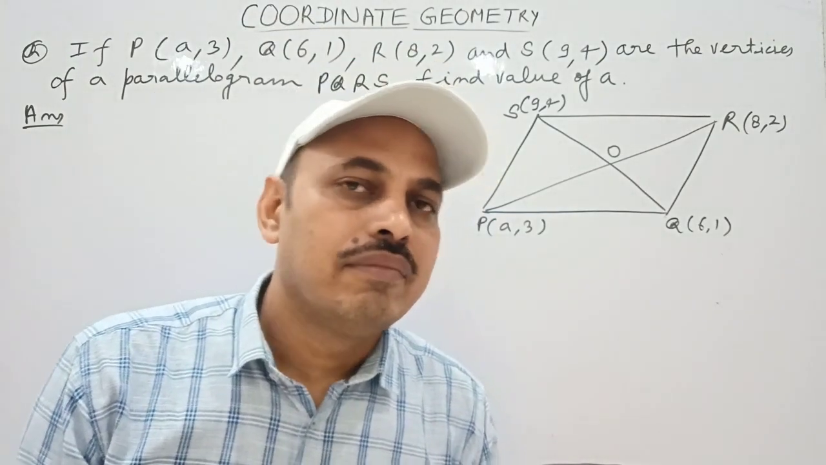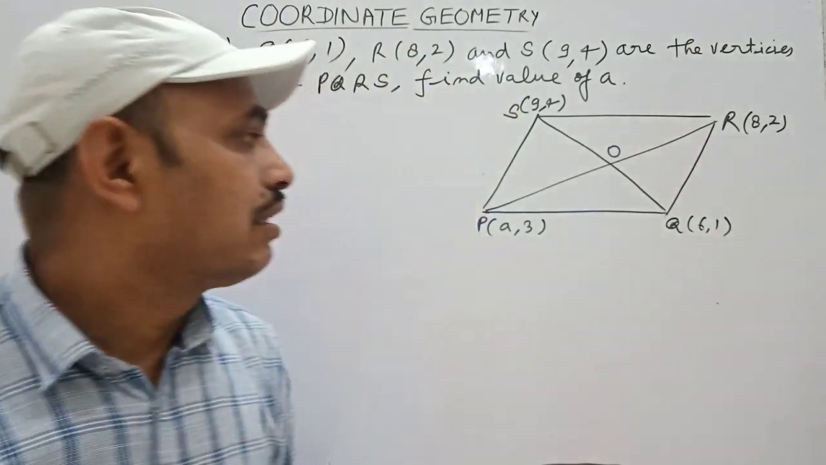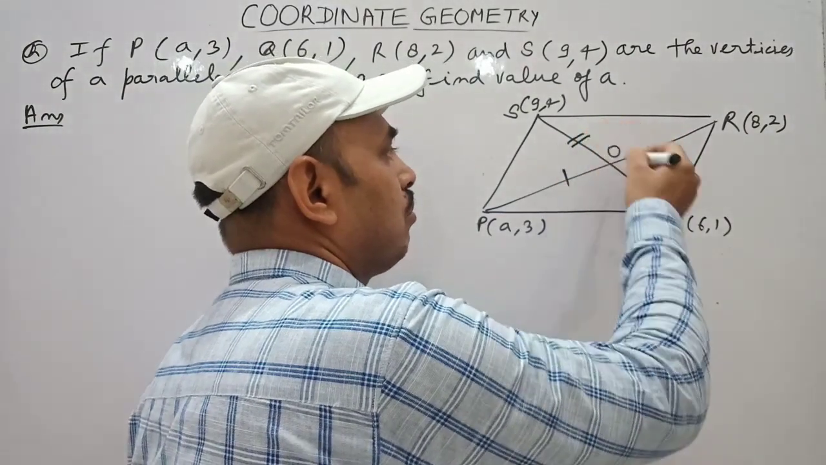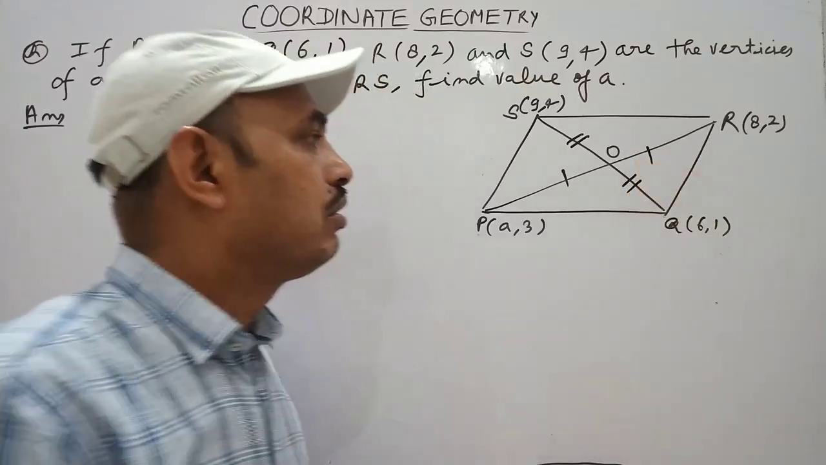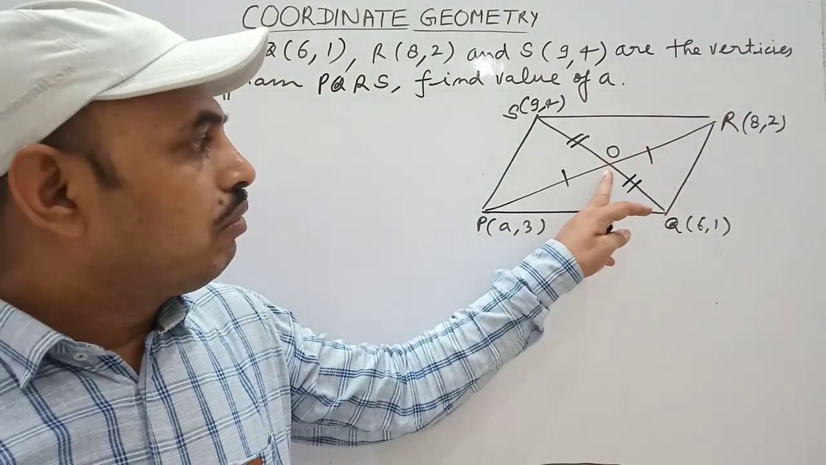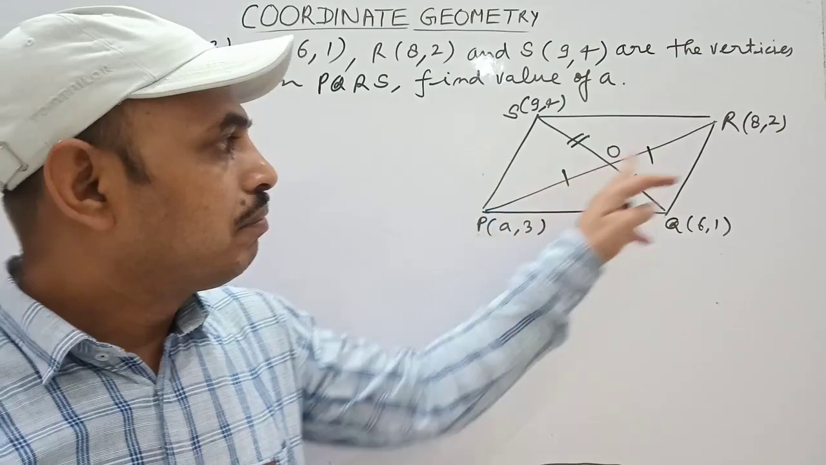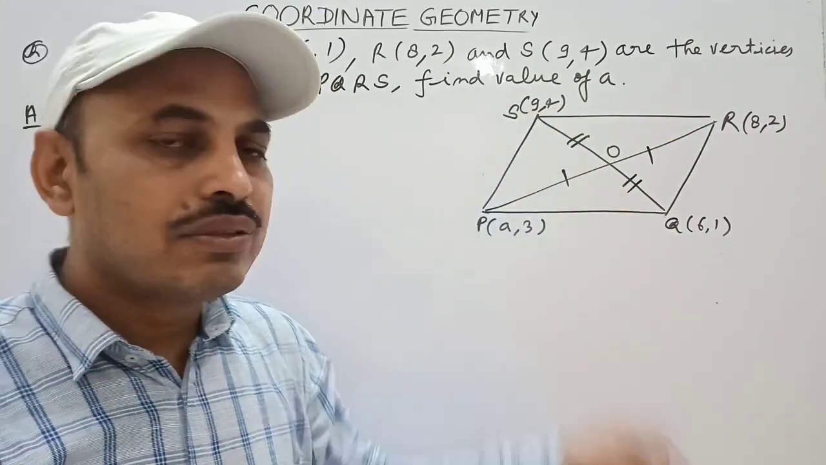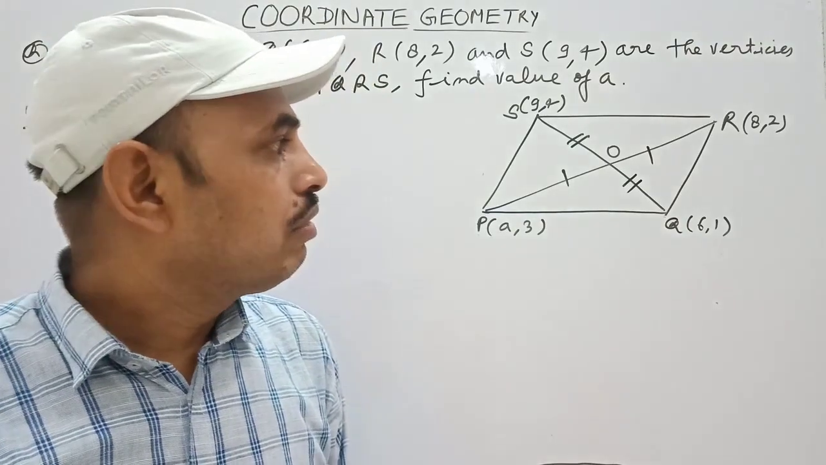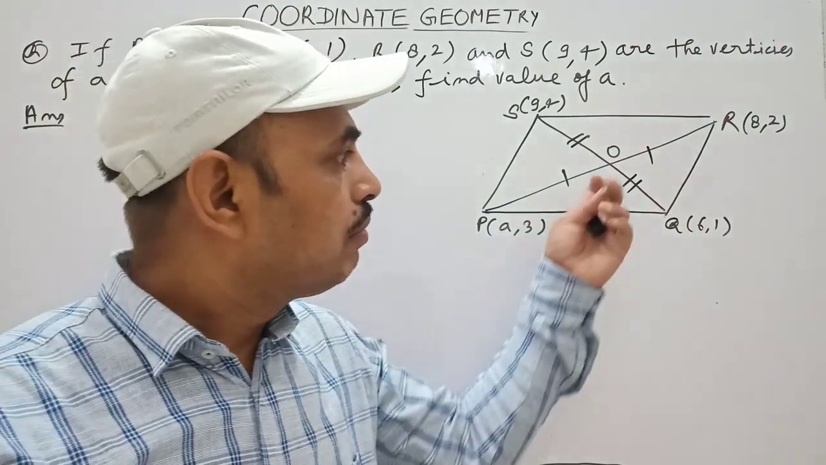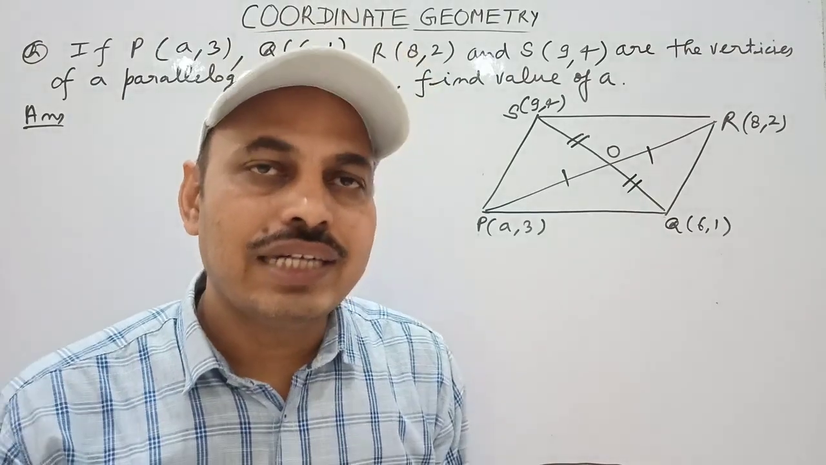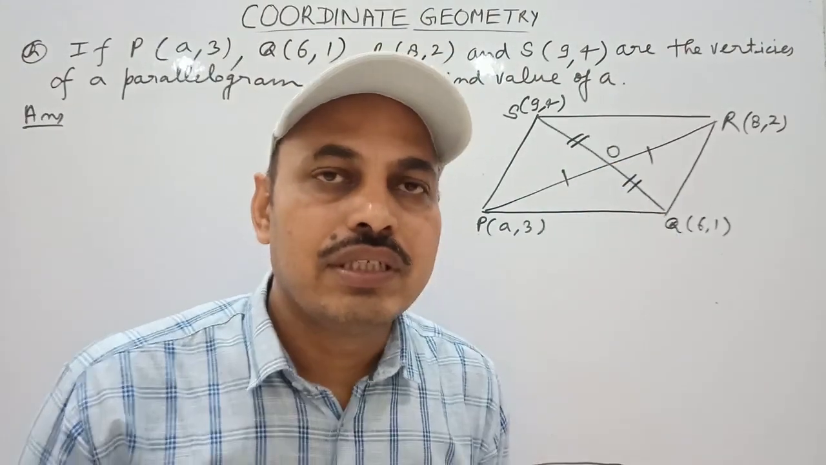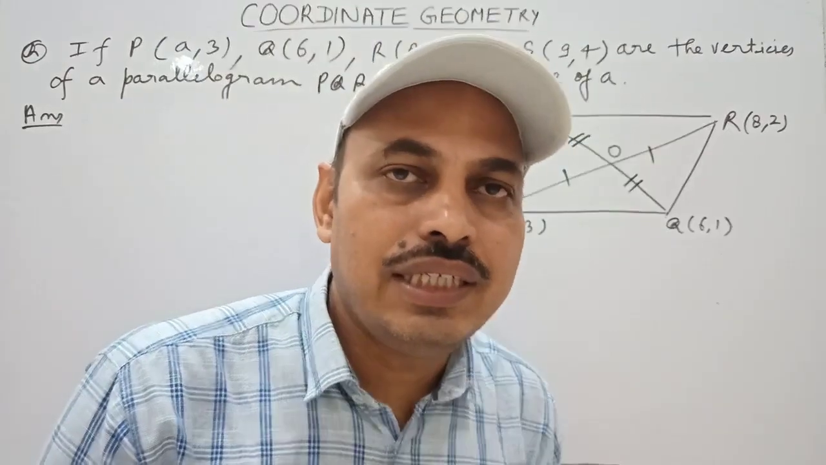We know that diagonals of a parallelogram bisect each other. So OP equal to OR, OS equal to OQ. This implies O is midpoint of PR and O is midpoint of SQ. So both midpoints are at the same position O. We will use this concept here.